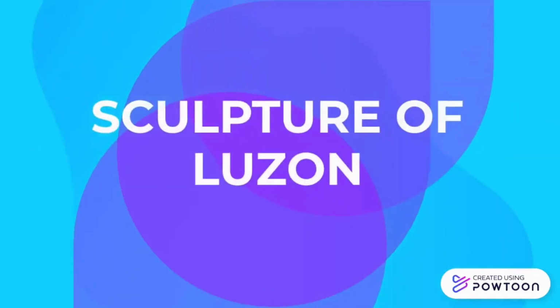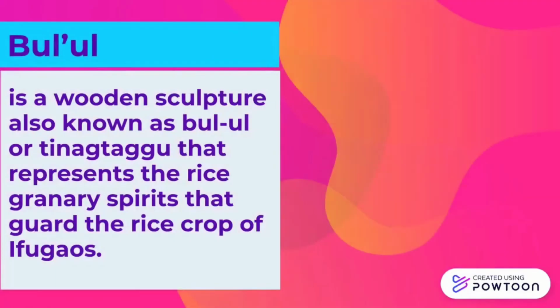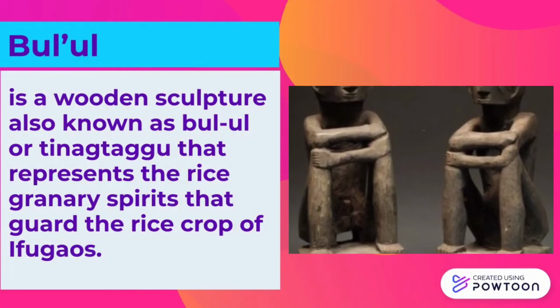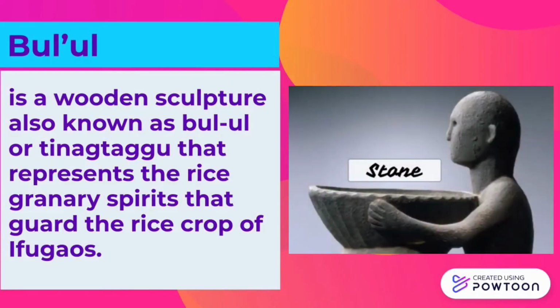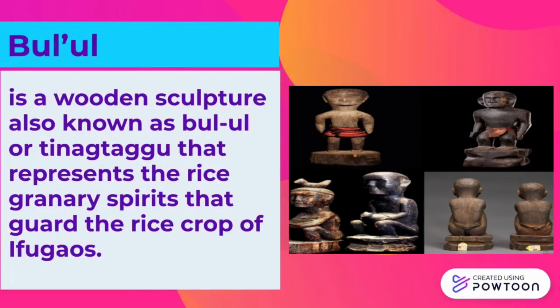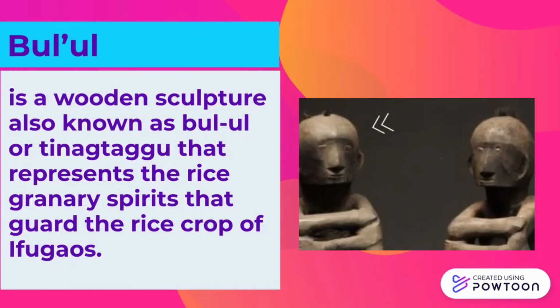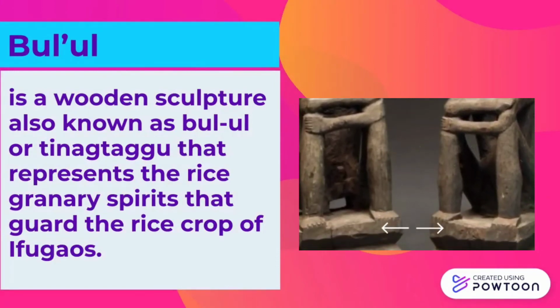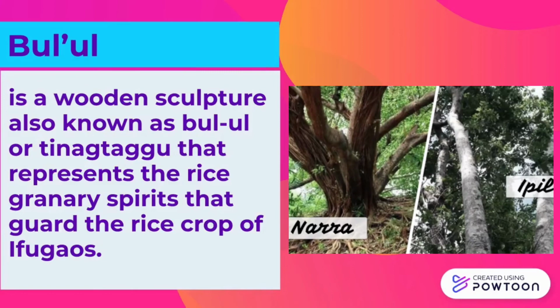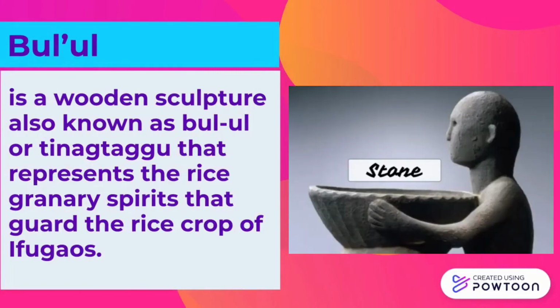And now let's study the sculptures of Luzon. The first one is Bulol. Bulol is a wooden sculpture also known as bulul or tinagtago. It represents the rice granary spirits that guard the rice crop of the Ifugaos. It is a carved wooden human figure with simplified forms made from the narra tree, which signifies wealth, happiness, and well-being to the Ifugao.